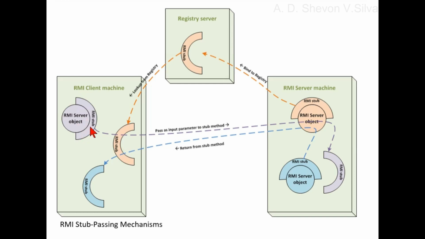RMI stub passed as input parameter to a stub method. RMI stub here, and here you can see the RMI server object here. RMI stub returned from a stub method here.